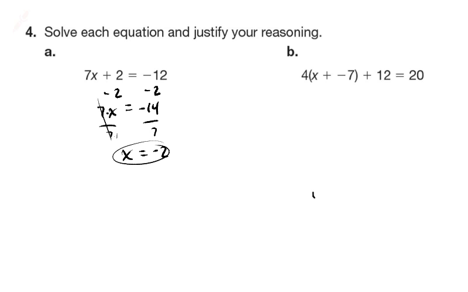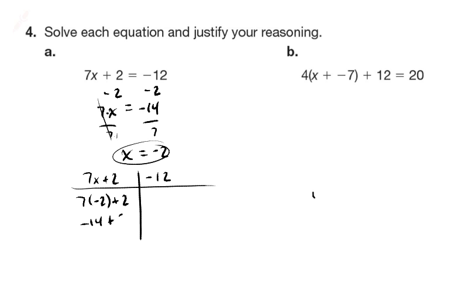So this is my proposed solution, and I check this solution. Same way, I'm going to write 7x plus 2, and I'm going to be making a comparison with the negative 12. 7 times negative 2 plus 2. 7 times negative 2 is negative 14 plus 2, and negative 14 plus 2 is negative 12. And again, I can see on the right hand side it's also negative 12. So this is the solution, and the solution checks. Let's try question B.